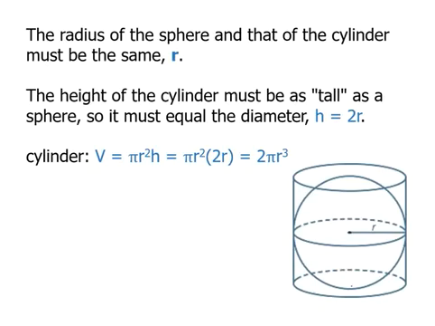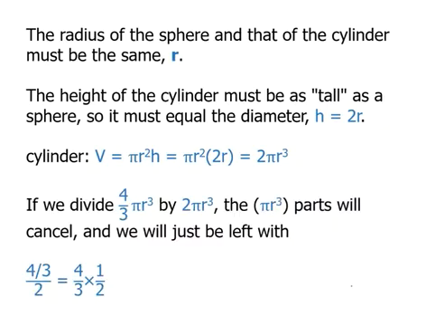So now we know the volume of the cylinder, we know the volume of the sphere, and we want to find the ratio. If we divide 4/3 pi r cubed by 2 pi r cubed, then the pi r cubes will cancel, and we'll just be left with 4/3 over 2, or in other words, 4/3 times 1/2, and that simplifies to 2/3. So that's the answer. The sphere takes up 2/3 of the cylinder.